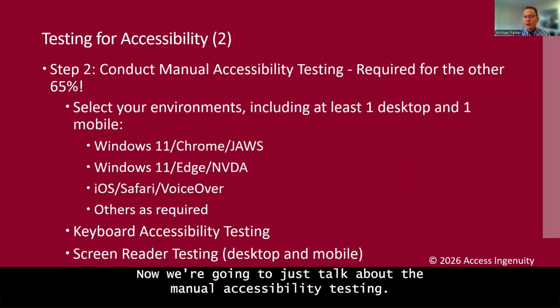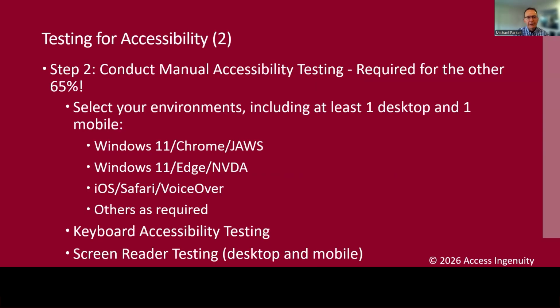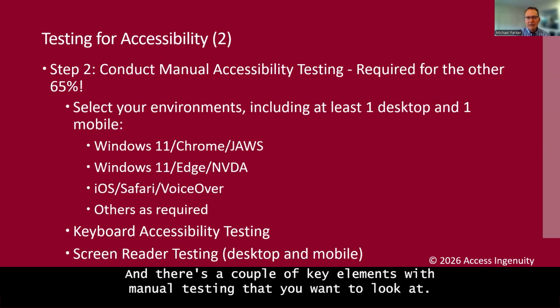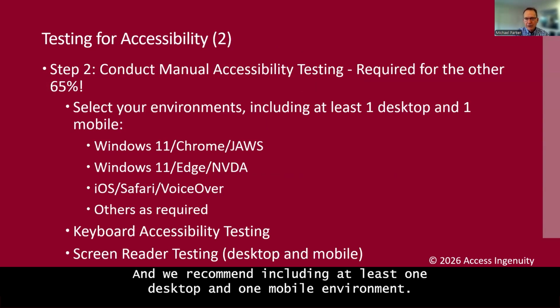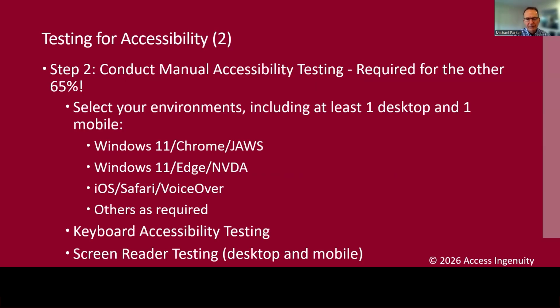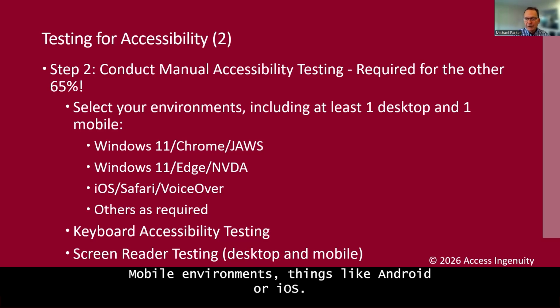Now we're going to talk about manual accessibility testing. So manual accessibility testing is really required for the other 65% of the issues on your website. And there's a couple of key elements with manual testing that you want to look at. You want to first start by selecting your environments. And we recommend including at least one desktop and one mobile environment. So desktop environments would be things like Windows or Mac, mobile environments, things like Android or iOS.